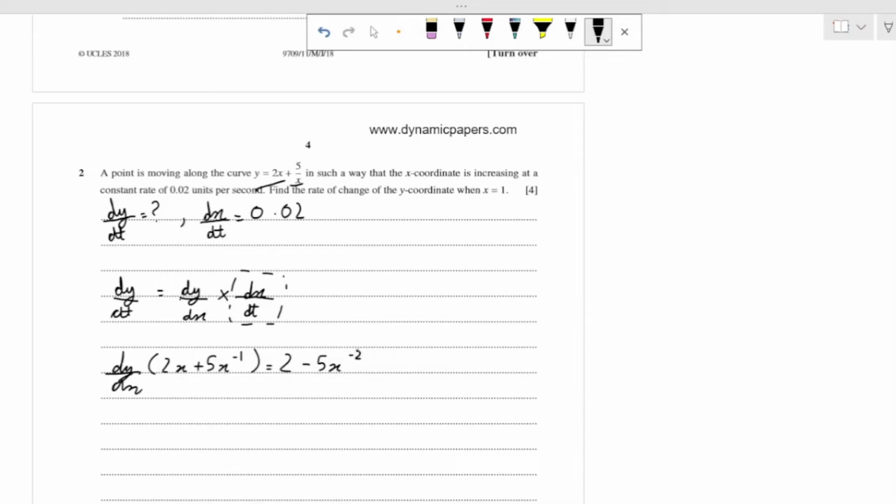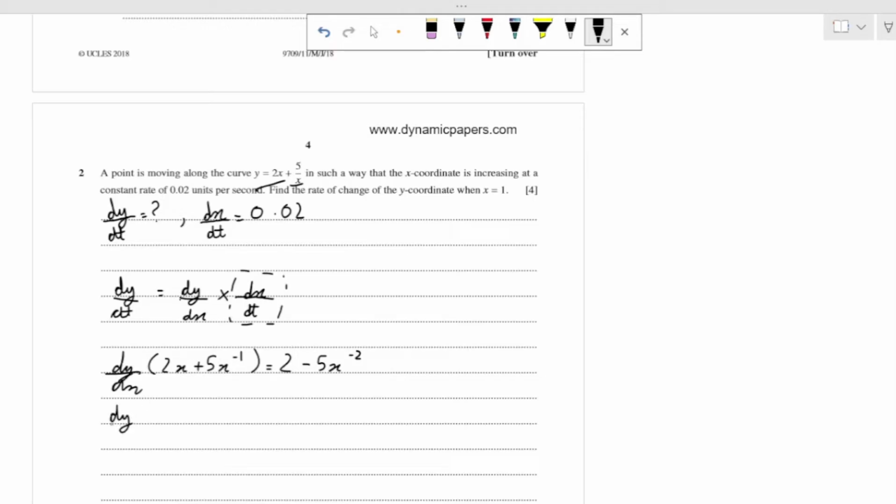Why minus 2? Because when we are differentiating, we subtract 1 from the power. When we subtracted 1 from the power of 2x, the x was removed. But that's not the case for the x over here, which is already an inverse. Minus 1 and minus 1, that gives us minus 2. So we have got the dy over dx.